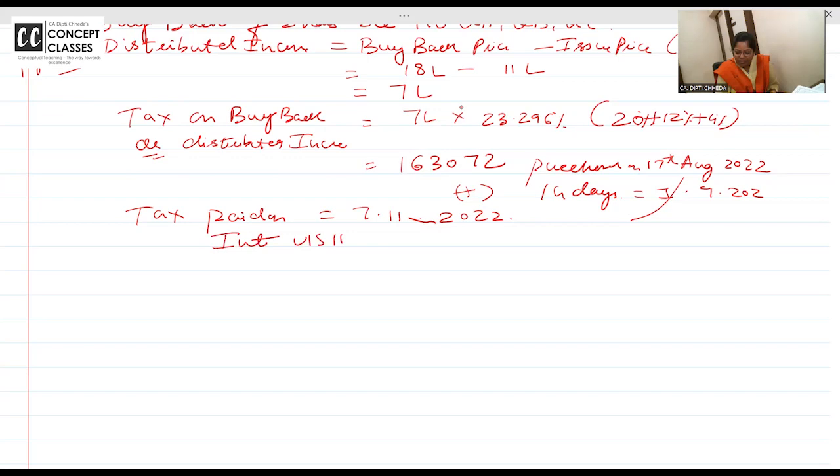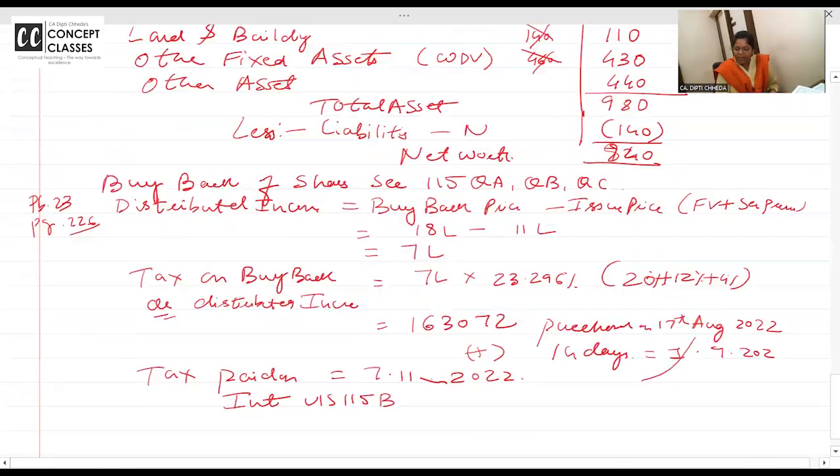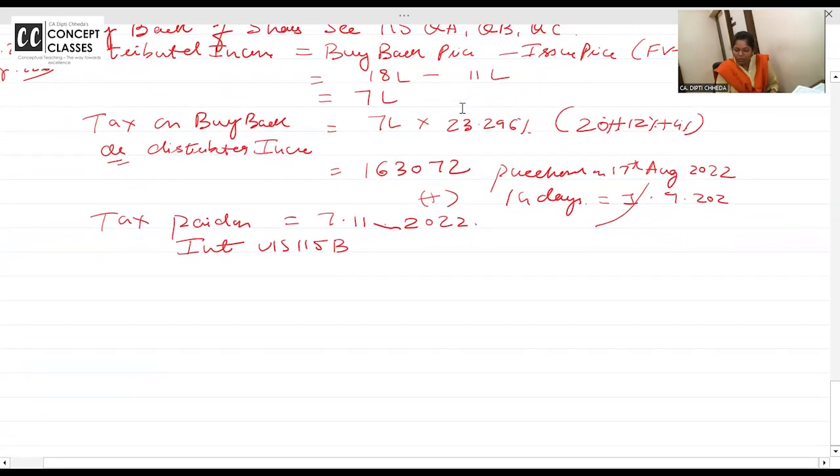Interest under section 115QC, not BQC. QC. On what amount will you charge the interest? On the tax amount, 163,072 tax. I should have paid at 1% per month, but I am late by 3 months.